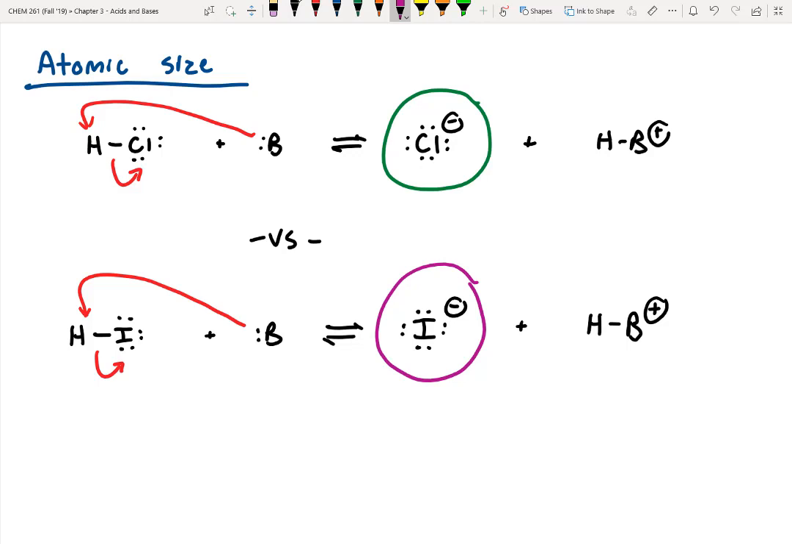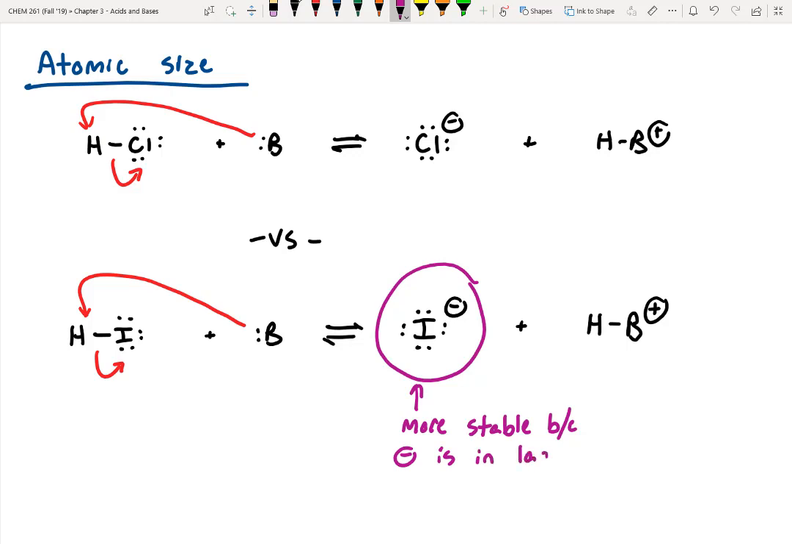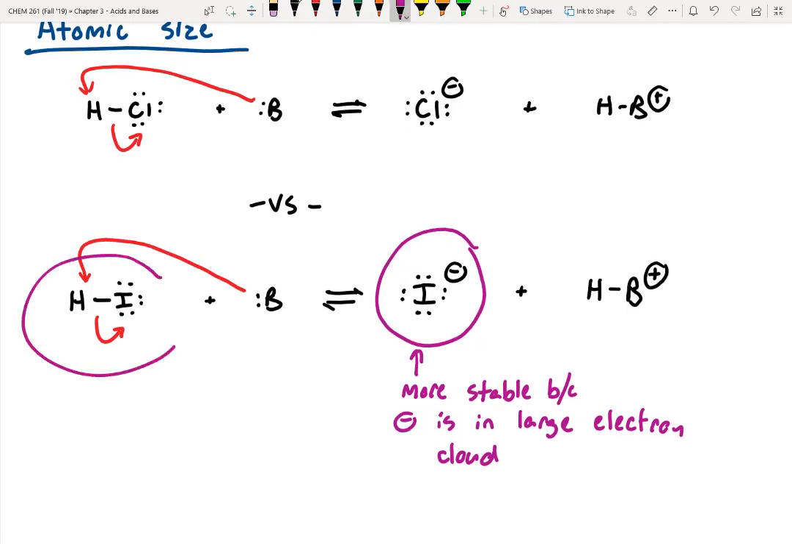Again, this goes back to atomic size. Which one is much bigger? Iodide. So if you're a negative charge, would you like to be stuck in a little itty bitty electron cloud or a giant electron cloud? A giant one. So in this case, we would say that this is more stable because the negative charge is in a large electron cloud. That means that correspondingly, this must be the stronger acid.